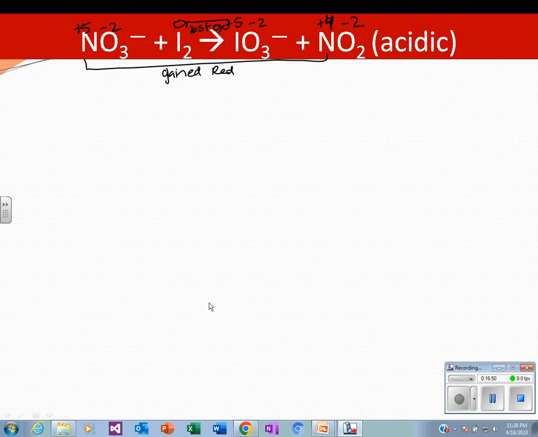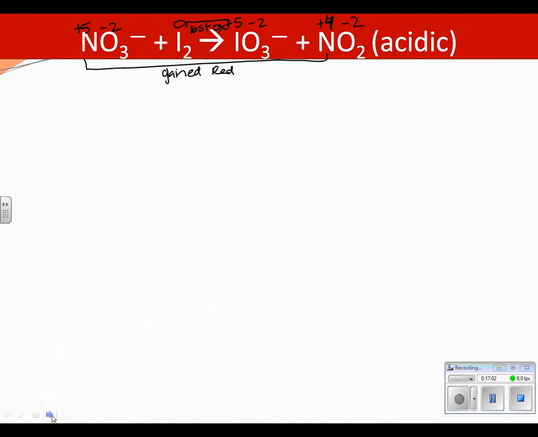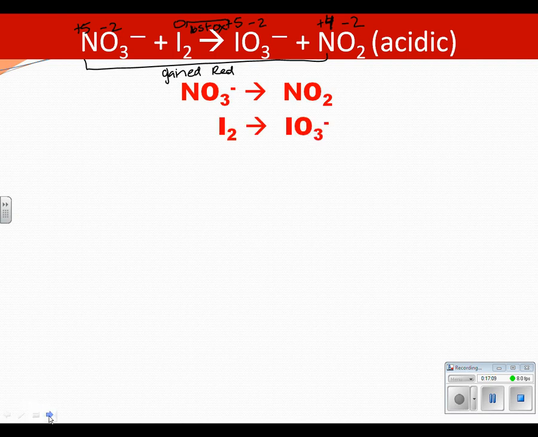Okay, so then our first thing is to write half reactions. So I'm going to do my reduced one first again. So I have my NO3 minus going to NO2. And then I have my I2 going to IO3 minus, or my iodine going to iodate.